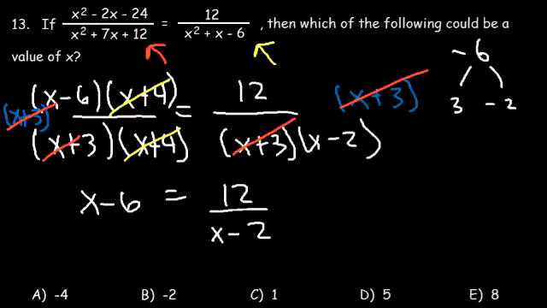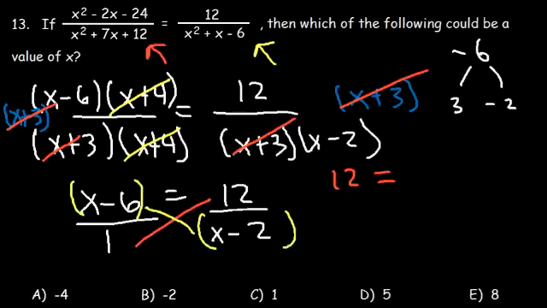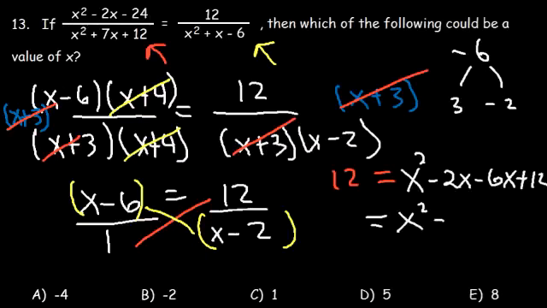So now what we need to do at this point is put this over 1 and cross multiply. So 1 times 12 is 12, and we can FOIL x minus 6 and x minus 2 if we multiply those two. So foiling x minus 6 and x minus 2 is going to be x squared minus 2x minus 6x, and then 6 times 2 is 12, so plus 12. So at this point, we can combine like terms. Negative 2 and negative 6 is negative 8.